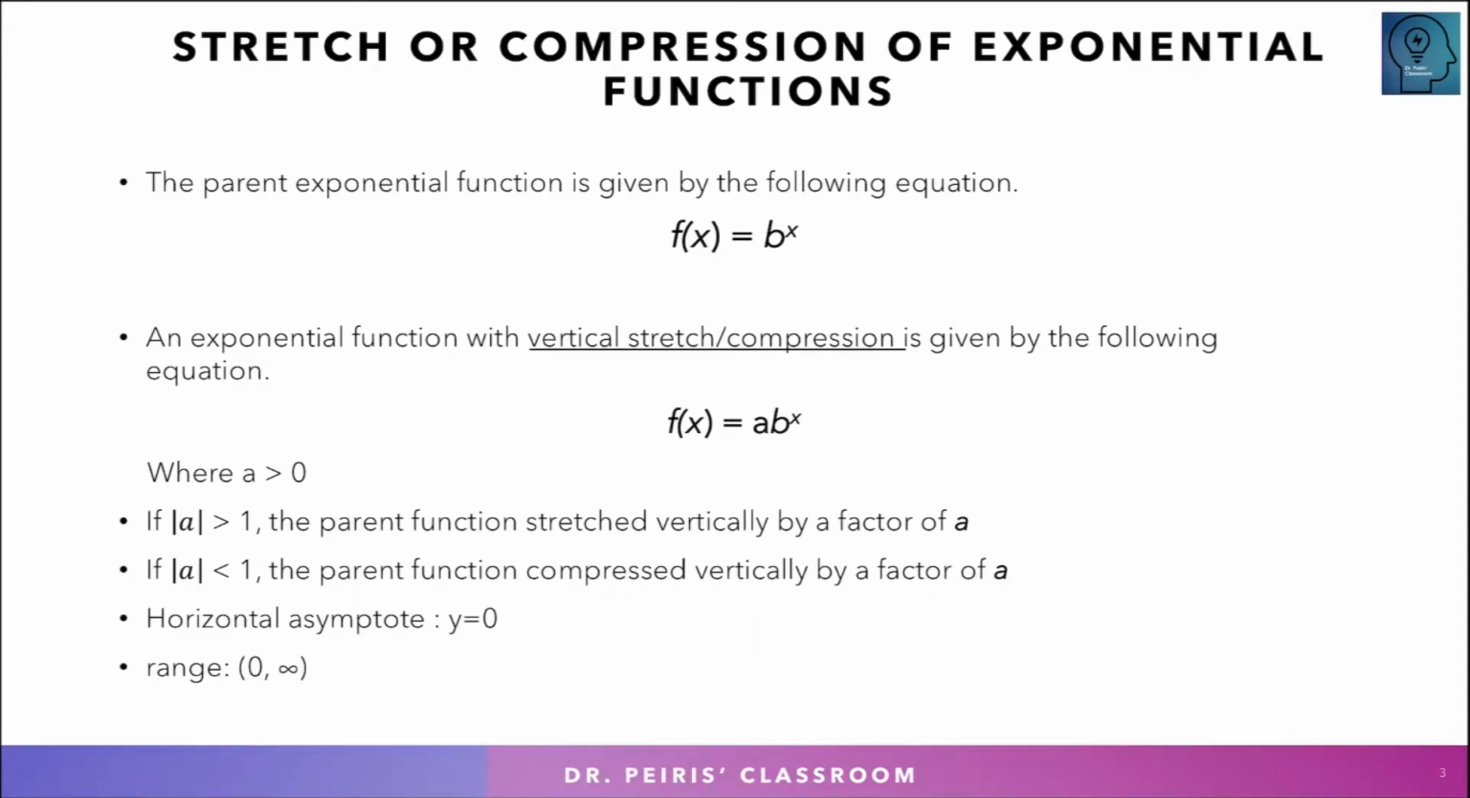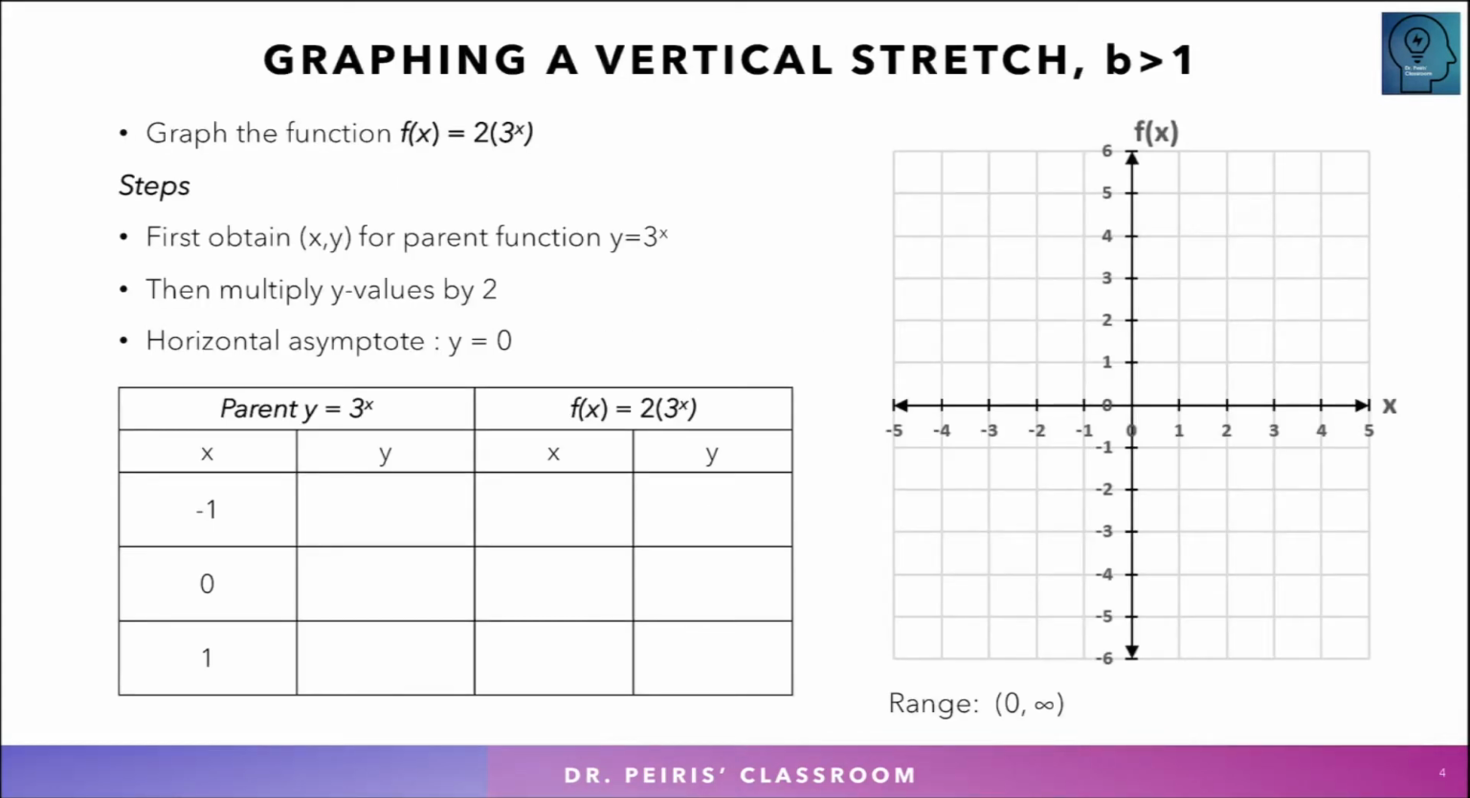Since it is only a vertical stretch or a compression, the horizontal asymptote stays as y equals 0 as explained in the parent exponential function. The range also stays the same, 0 to infinity, compared to the parent function. I have a video in which I explain how to graph this parent exponential function and how to obtain the horizontal asymptote as well as the range. So please visit that video if you are not familiar with how to graph these parent exponential functions. Now let's see a few examples.